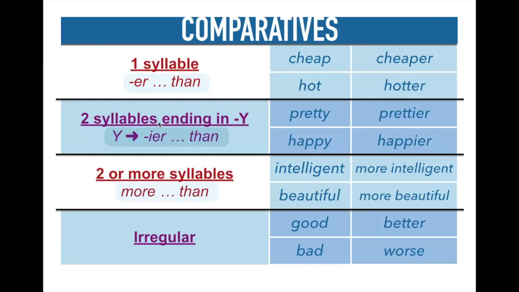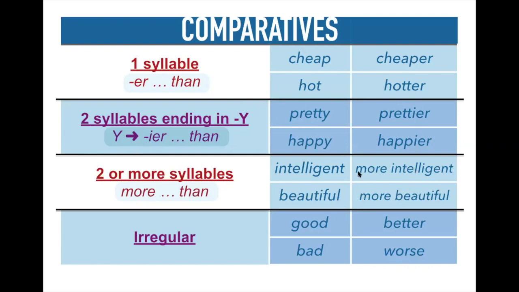When it's two syllables, like pretty, happy, but it ends in Y, we also add ER. We just change Y to I. So change the Y, prettier, we put an I here. Happier, it's the same. Crazier, healthier, okay? If it doesn't end in Y and it's two or more syllables, then we add the word more. So intelligent, beautiful, these are long adjectives. So we add the word more intelligent, more beautiful.